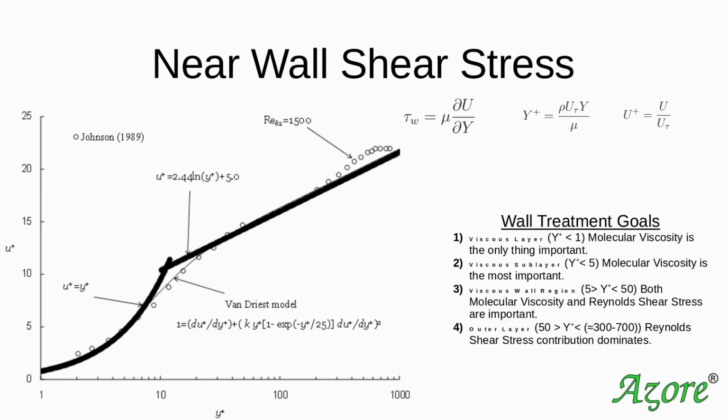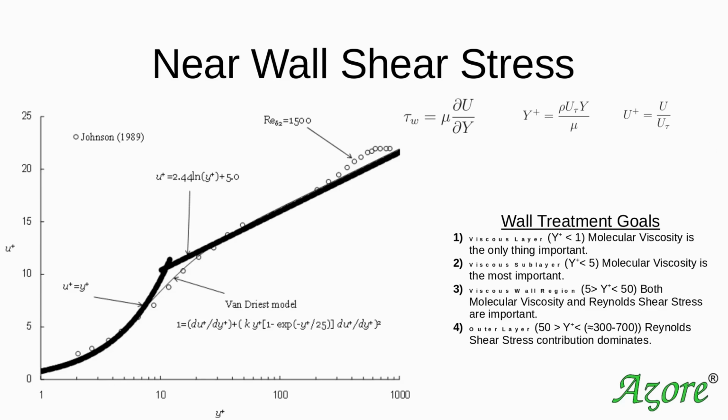Here's one model. You can see here there's a departure from the experimental data in this area right here. And there's this Van Driest, or Dries, I'm not sure how to pronounce that, model, which is one approximation of trying to capture the curvature between the two of them.